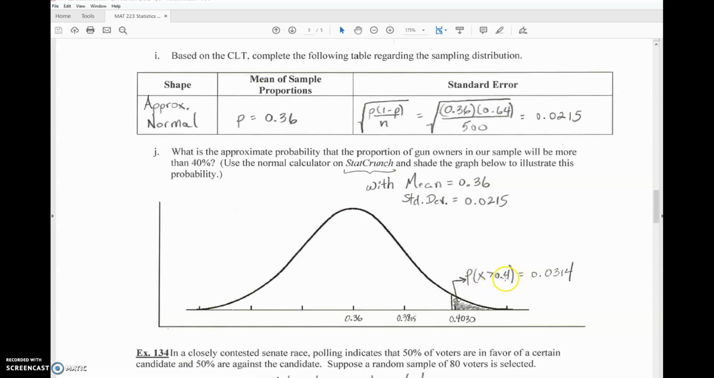I go to my standard normal calculator in StatCrunch. I put in a mean of 0.36. I put in a standard deviation of 0.0215. And I then say I want the probability for X to be greater than 0.4. I hit compute and I get 0.0314.